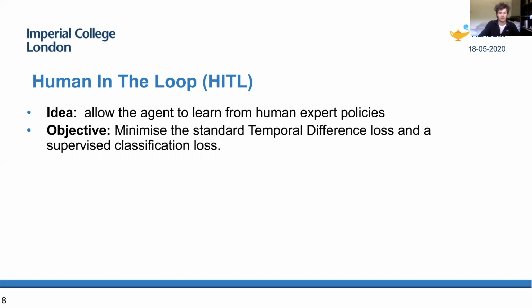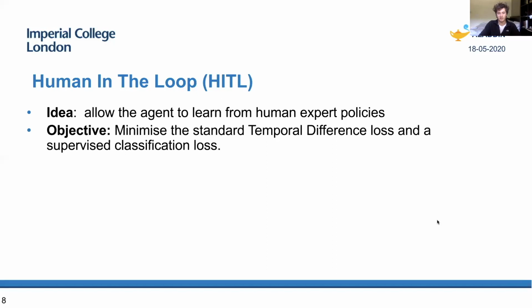To achieve this, the agent samples from two sources of experience. First, the human experience replay buffer, containing transitions generated by the expert, and then a standard agent experience replay buffer, which is populated by transitions generated through an epsilon greedy policy.